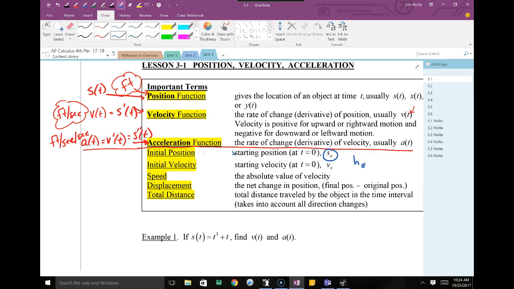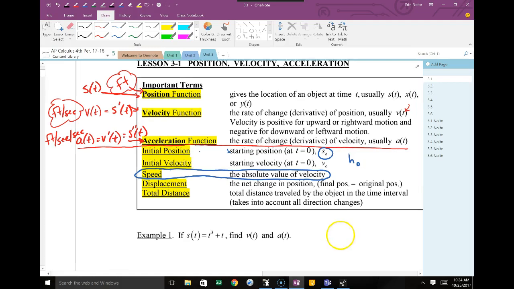Speed, this is a big one. They'll ask you the speed of something. Speed is the absolute value of velocity. A velocity can be positive or negative, and the positive or negative will describe the direction that it's moving. So speed is just how fast it's moving. We don't care in which direction.